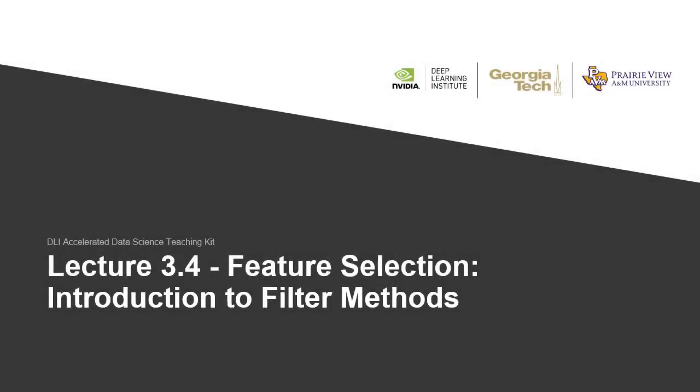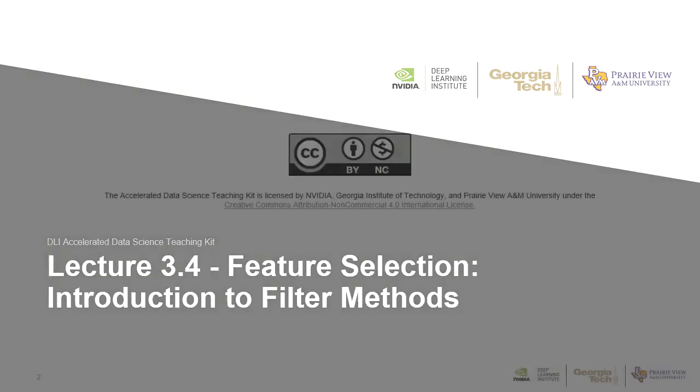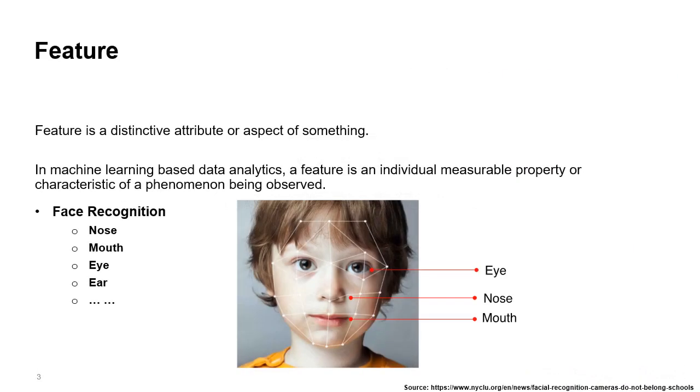introduce how to reduce dimensionalities by feature selection. We will focus on filter methods in this submodule. Data contains many attributes or features. For face recognition, various features such as shape of nose and distance between the eyes are useful for building models.